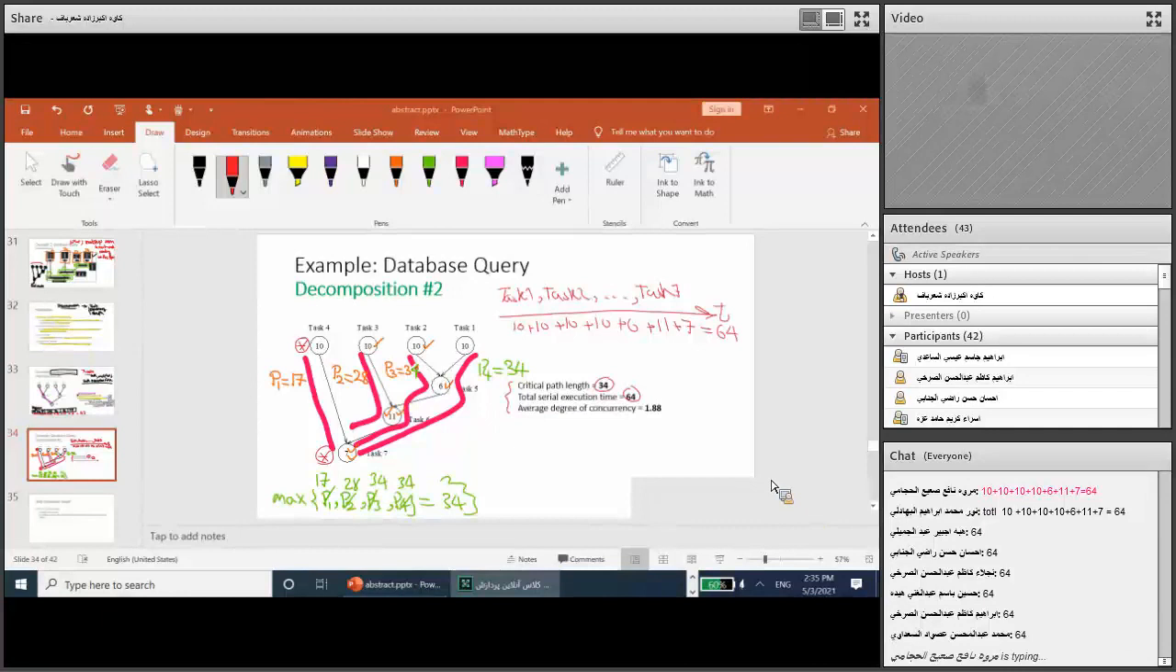And average degree of concurrency: 64 over 34, which is 1.88.